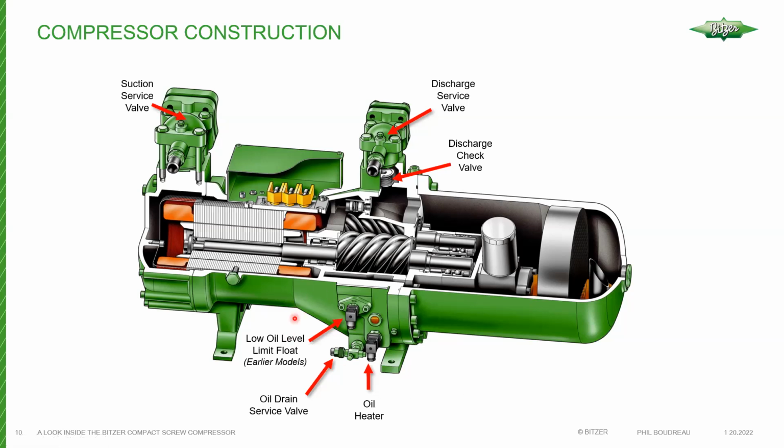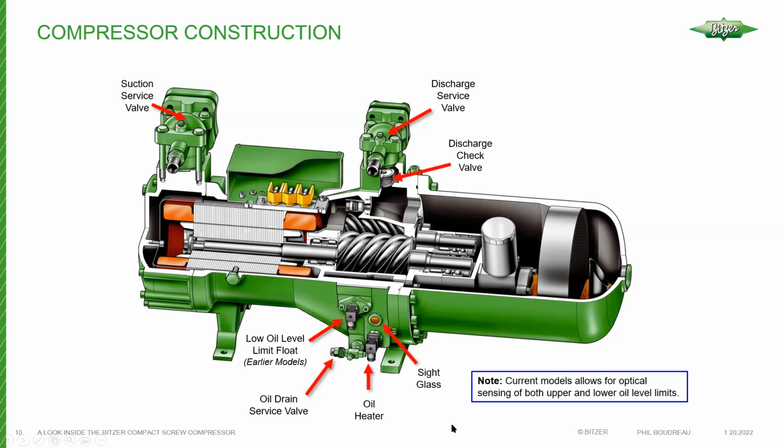Now, this is an earlier type diagram. Most of the basic features are here. But in the earlier models, we had a mechanical float. So there's an oval flange here. You'd remove it and put the float in there.